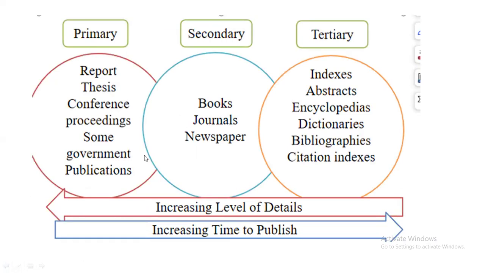Primary, secondary, and tertiary sources. Primary sources include reports, theses, conference proceedings, surveys, and government publications. Secondary sources include books, journals, and newspapers. Tertiary sources include indexes, abstracts, encyclopedias, dictionaries, bibliographies, and citation indexes.